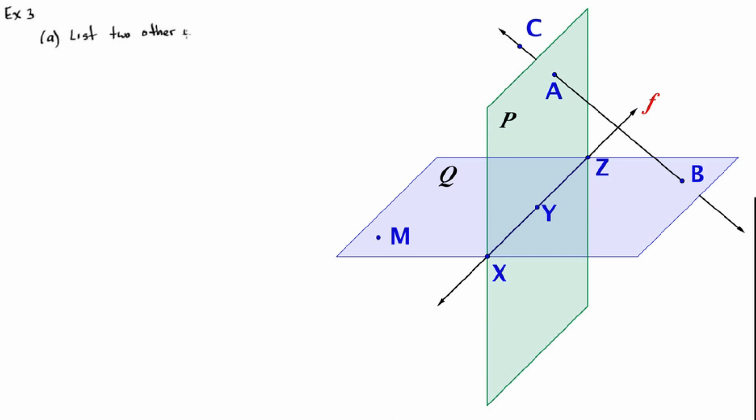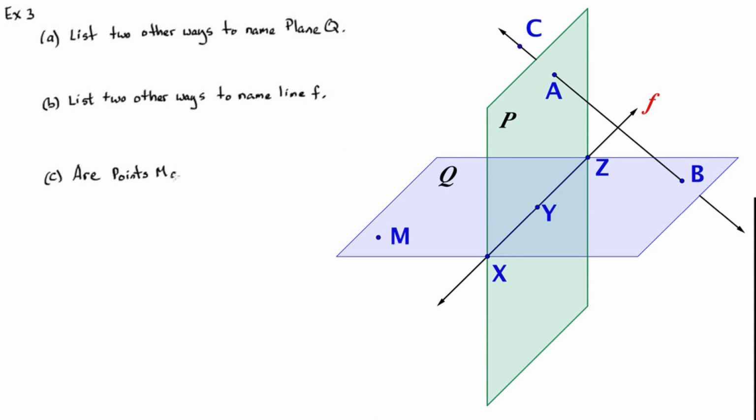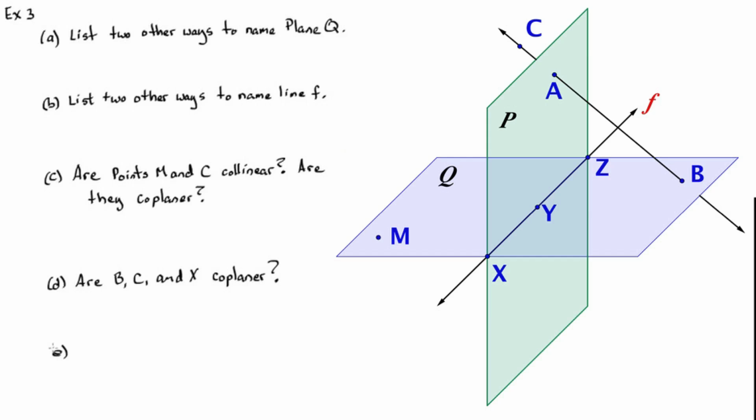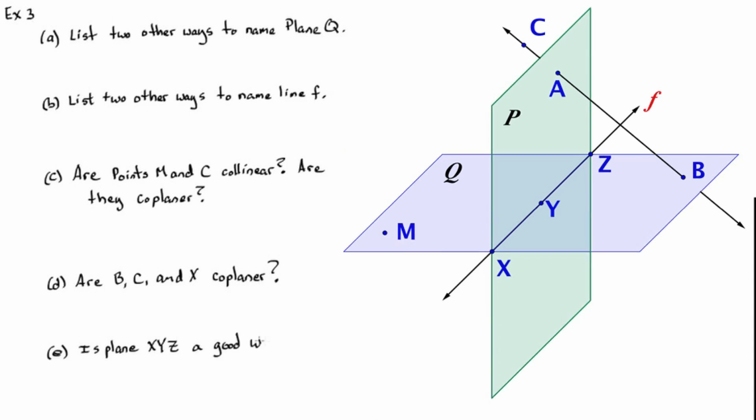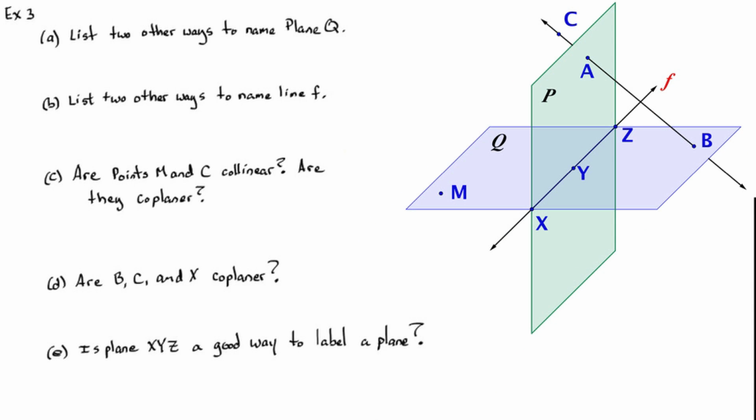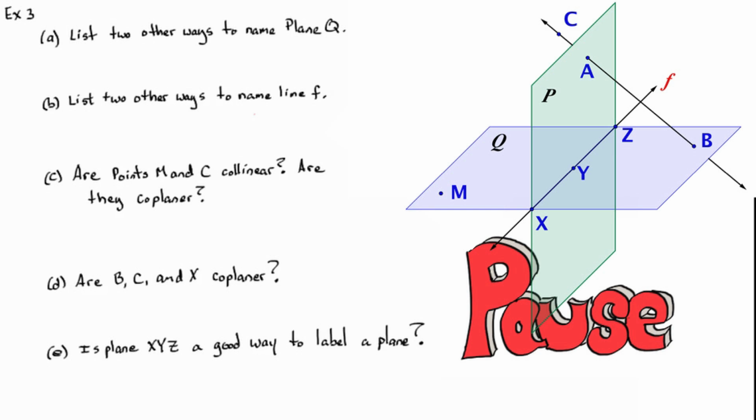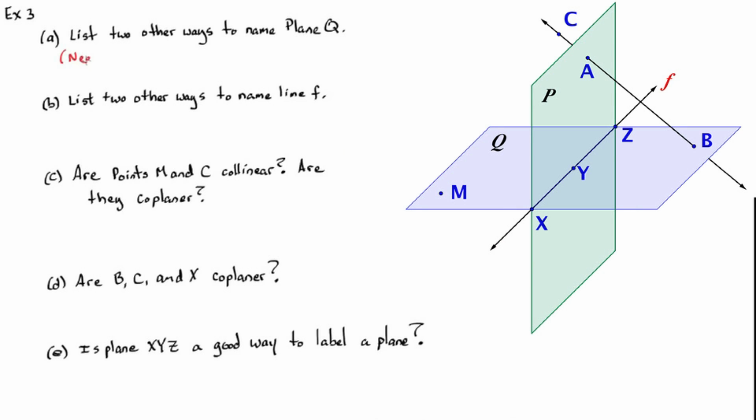Example 3. List 2 other ways to name plane Q. List 2 other ways to name line F. Are points M and C collinear? Are they coplanar? Are B, C, and X coplanar? Is plane XYZ a good way to label a plane? Pause. Okay, let's take a look at the answers.